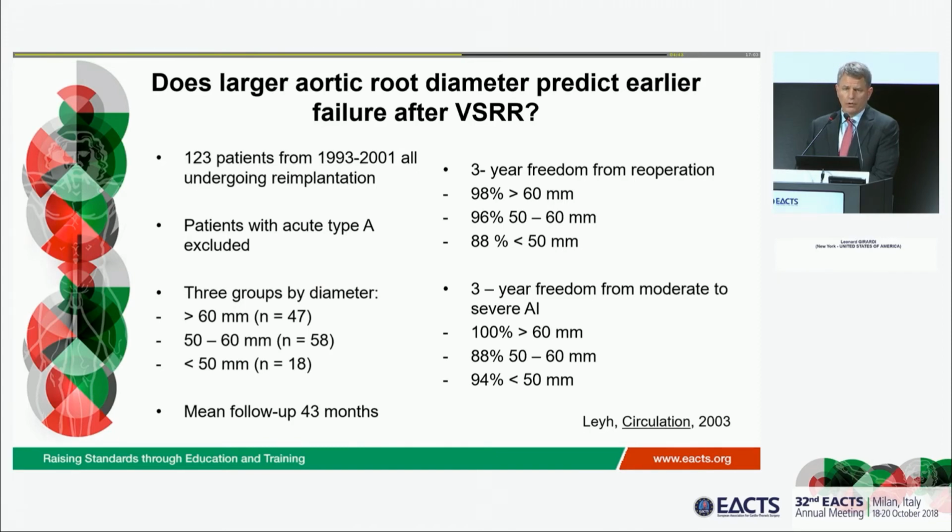Both all around 90 to 95% freedom from reoperation, and the freedom from moderate to severe AI was actually excellent in those with the largest diameter roots. The only reoperation in the group of greater than 60 millimeters was for endocarditis, but not for valve failure. Others, again, have seen similar results. So I think in someone with a large aortic root in experienced hands, they too can have a valve-sparing repair and expect a good short and long-term outcome.